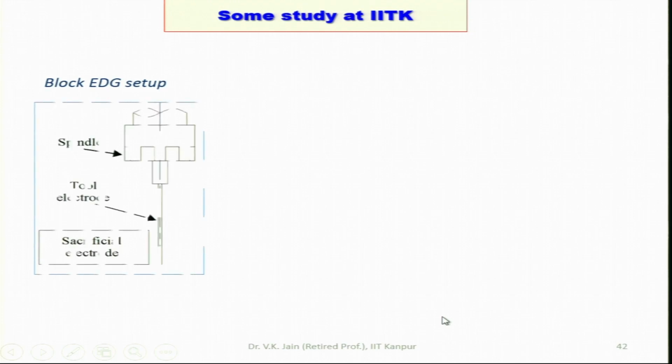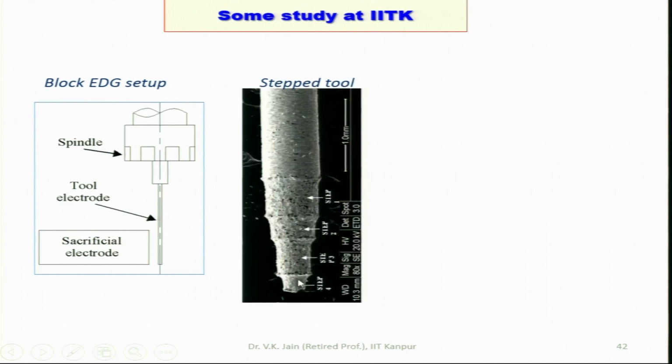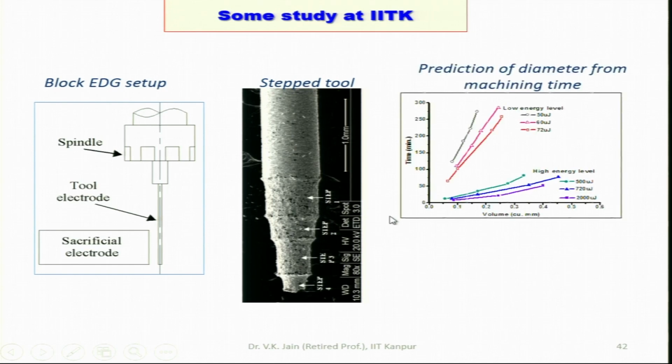Same study was done at IIT K. Sacrificial electrode, spindle tool electrode, step tool was prepared at IIT and you can see here different steps are there. Now, time taken and volume of the material removed, you can see for different cases. This is a low energy level, 50 microjoules, 60 microjoules, 72 microjoules, and time taken is continuously increasing as the amount of material removed is also increasing.